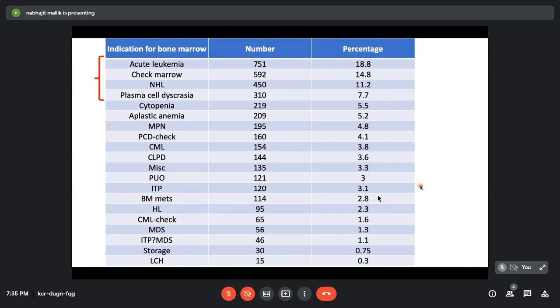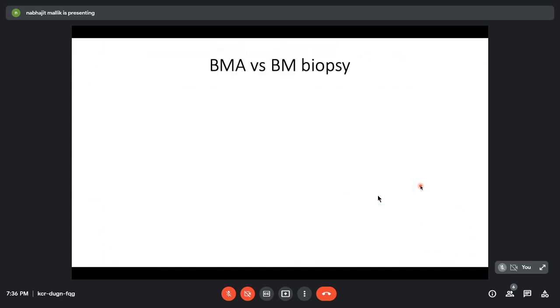This need not be the case everywhere. As we discussed last time, this changes from center to center, and places having a hematology or oncology unit attached with it will have high numbers of acute leukemias, NHLs, plasma cell dyscrasias and such marrows. However, other places which do not have oncology services might have cytopenias, aplastic anemias, and pyrexia of unknown origin as the most common indications for performing bone marrow examination.